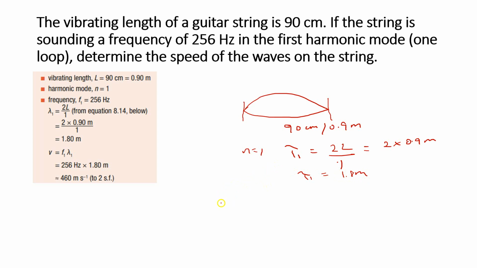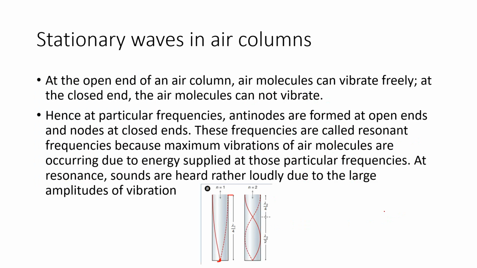Having said that, it wants us now to find the speed. We know that the speed of a sound wave is equal to wavelength times the frequency. We have the frequency for the first harmonic. We have the wavelength of the first harmonic, so we have 1.8 meters times 256. When we do all of that multiplication, we now get an answer of 460 meters per second. So that's typically what we are doing here. Nothing too complicated as yet.